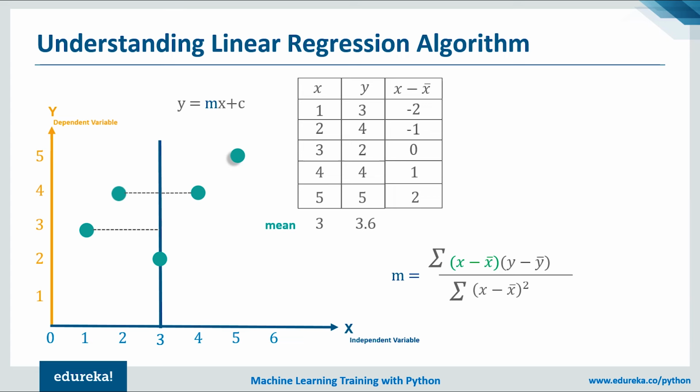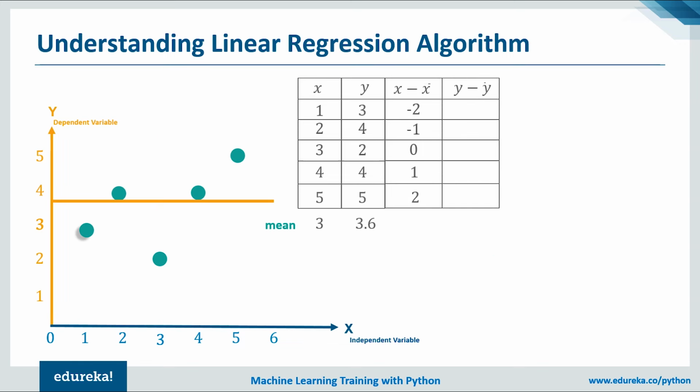So x minus x bar is nothing but the distance of all the points from the line y equals 3. And what does y minus y bar imply? It implies the distance of all the points from the line x equals 3.6. Fine. So let's calculate the value of y minus y bar. Starting with y equals 3 minus the value of y bar, that is 3.6. So it is 3 minus 3.6. How much? Minus 0.6.